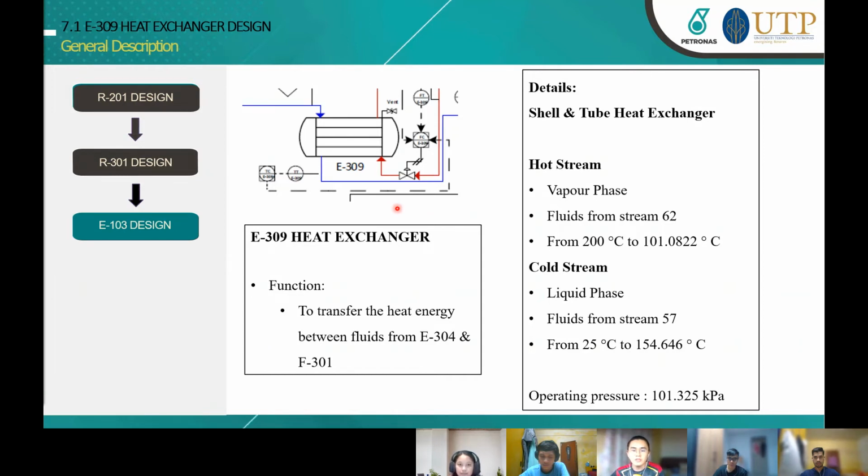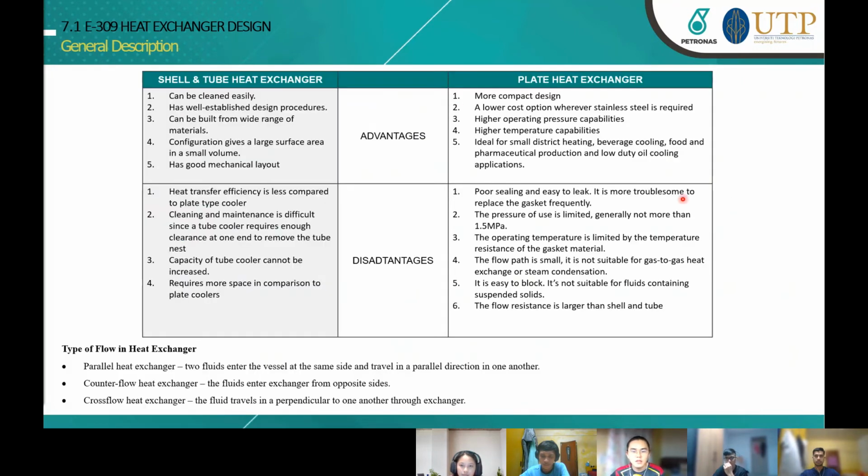The hot stream of this heat exchanger is in the vapor phase, and the temperature of the stream should change from 200 degrees Celsius to 101 degrees Celsius. As for the cold stream, the stream should be in liquid phase, and the temperature should change from 35 degrees Celsius to 104 degrees Celsius. Next.